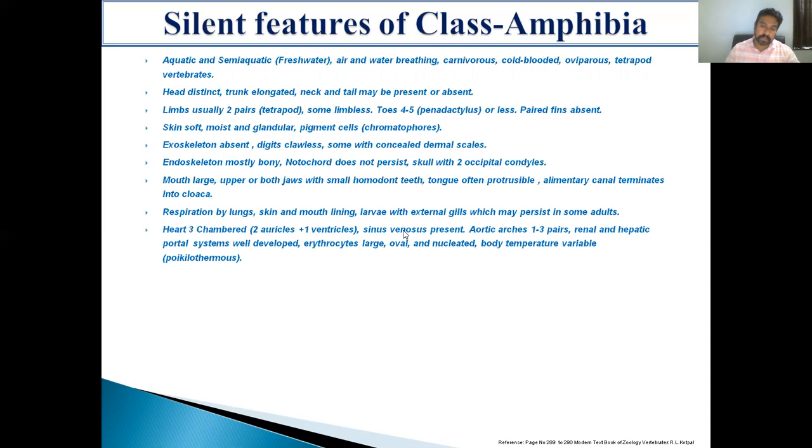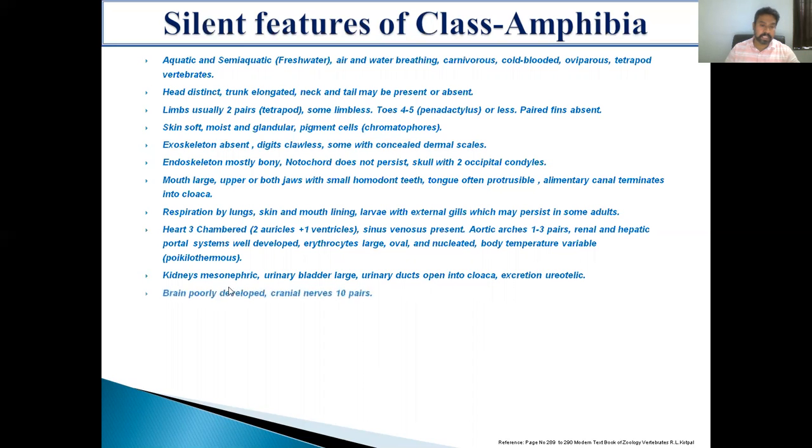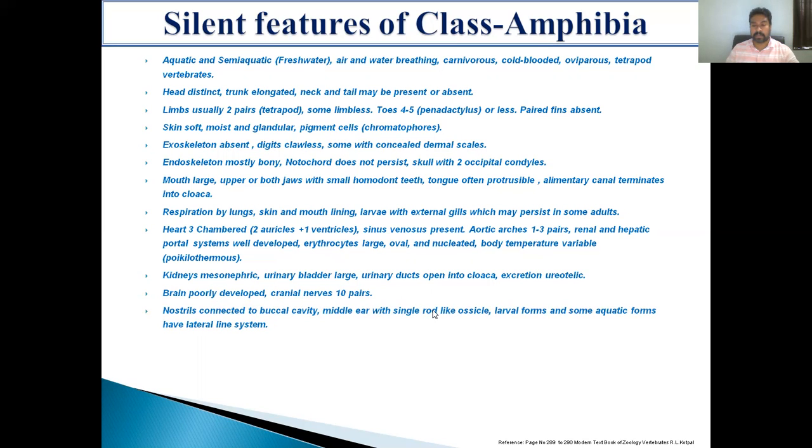Accessory chamber sinus venosus is present, and they have well-developed renal and hepatic portal systems. Erythrocytes are oval and nucleated, and they are poikilothermous, unable to maintain their body temperature. Kidney is mesonephric, and the urinary bladder is large, and they are ureotelic. When they excrete, the nitrogen-based product is urea. Brain is poorly developed. They have 10 pairs of cranial nerves. Nostrils are connected to the buccal cavity. They have a single ossicle in the ear, and the lateral line system is well developed in the case of the larva.